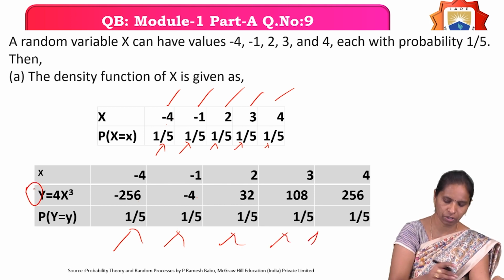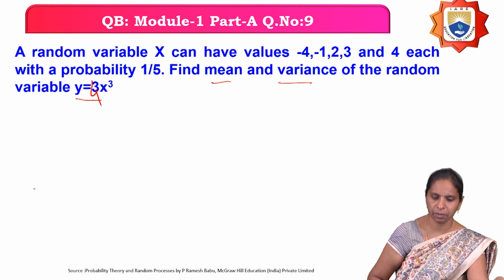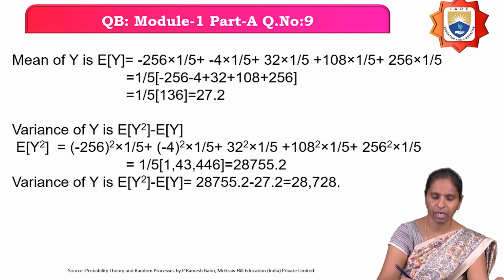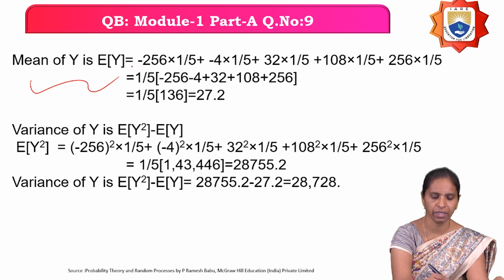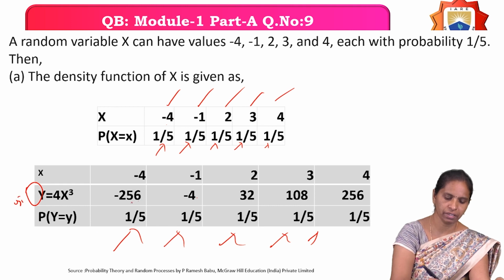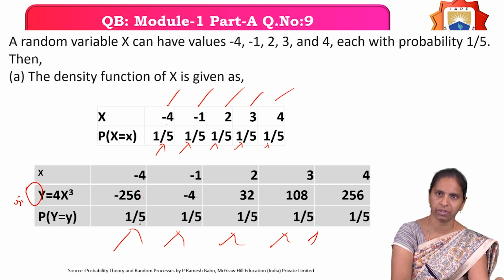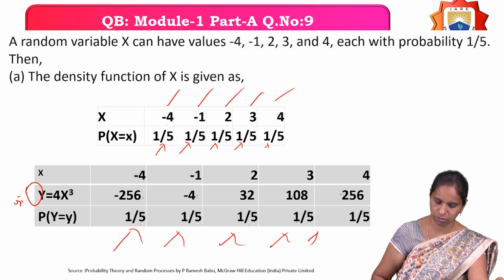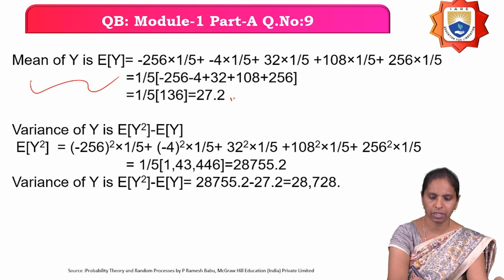You have to calculate the mean of y and the variance of the random variable y. So first you calculate the mean of the random variable y. E of y equals yi into P of yi. Nothing but -256 into 1 by 5, -4 into 1 by 5, plus 32 into 1 by 5, plus 108 into 1 by 5, plus 256 into 1 by 5. So look at the answer.